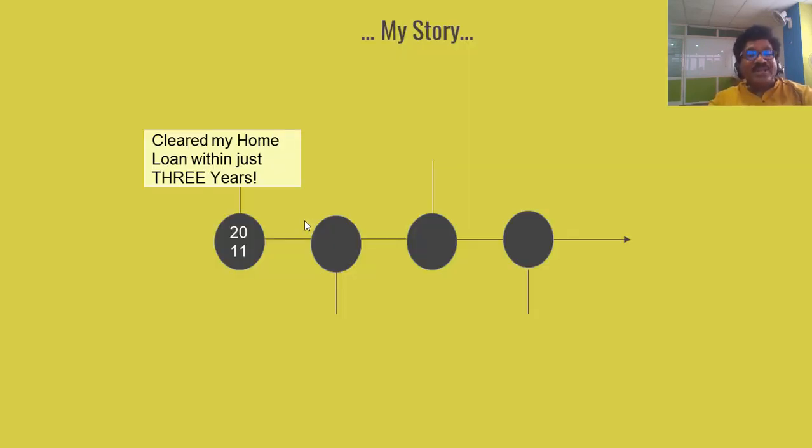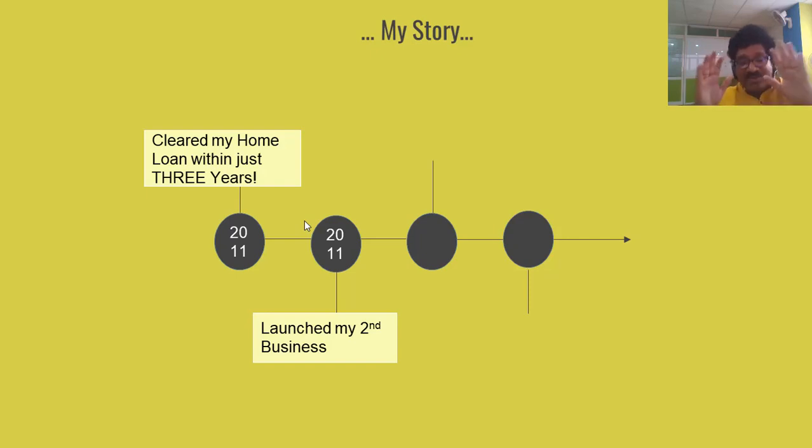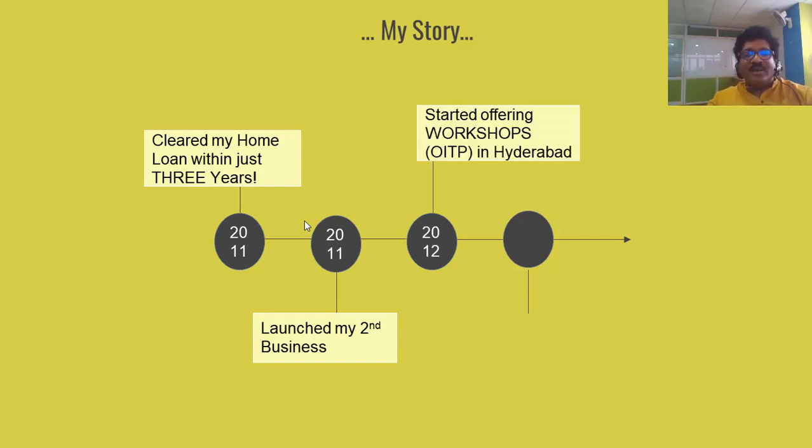And of course, in 2011, I cleared my home loan thanks to the online earnings. All that money I paid for the home loan was through my online freelancing. In 2011, the same year, December, I launched my second business, focusing on digital marketing and other aspects related to the internet. And in 2012, I started offering training programs and workshops in Hyderabad, where I stay. The first workshop program I launched was called OITP, Online Income Training Program.